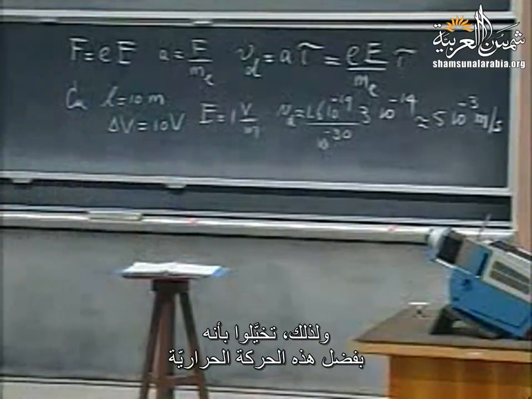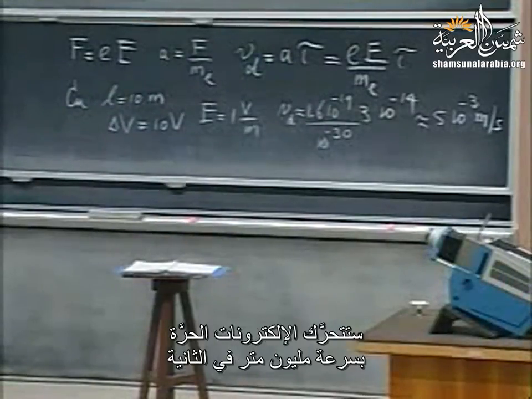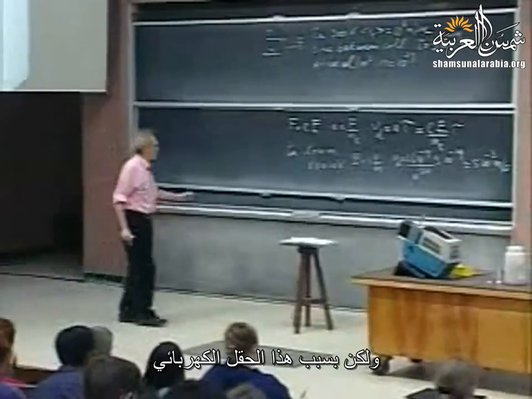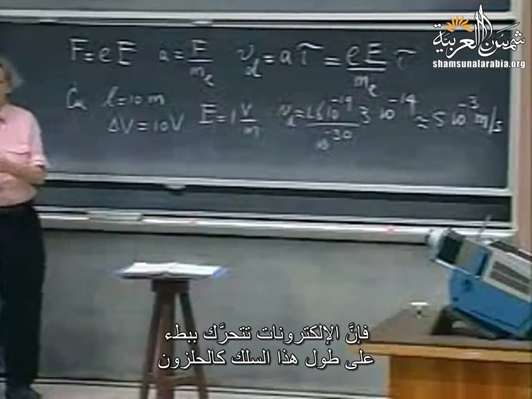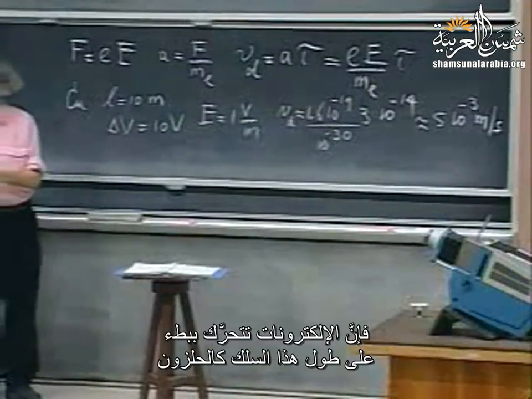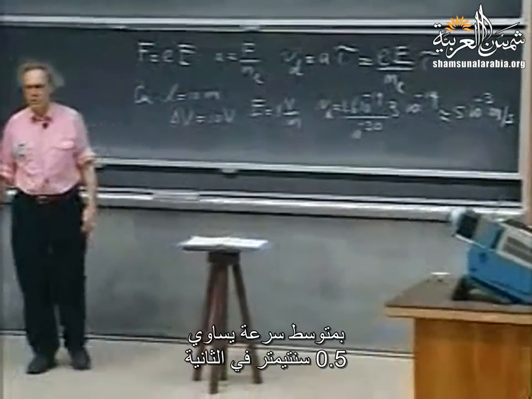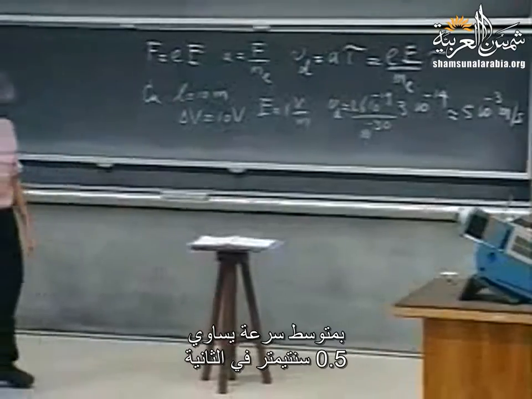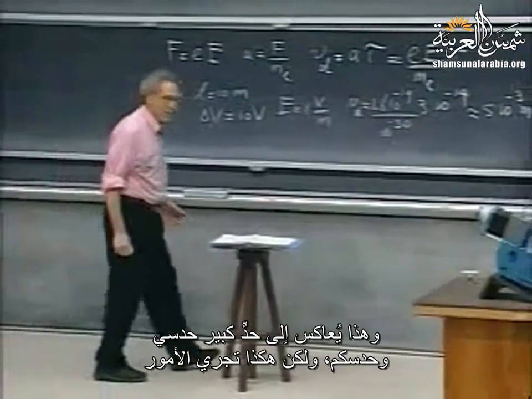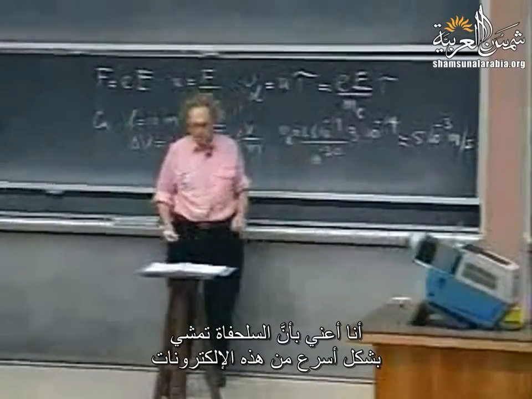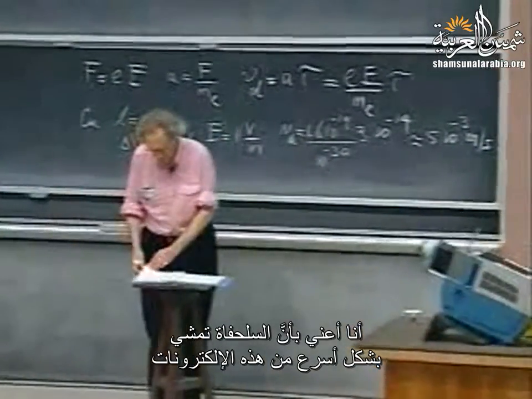So imagine, due to the thermal motion, these free electrons move with 1,000,000 meters per second. But due to this electric field, they only advance along the wire slowly, like a snail, with an average speed of half a centimeter per second. And this goes very much against your and my own intuition, but this is the way it is. I mean, a turtle would go faster than these electrons.